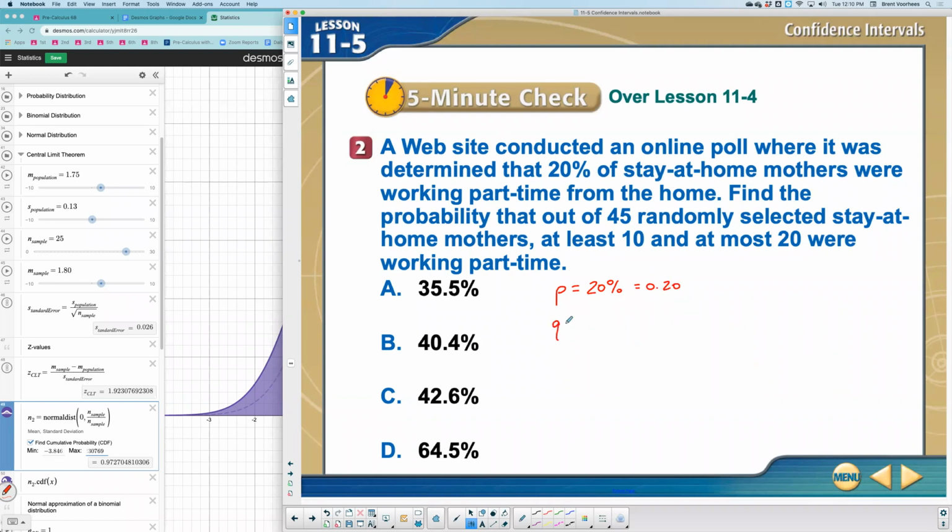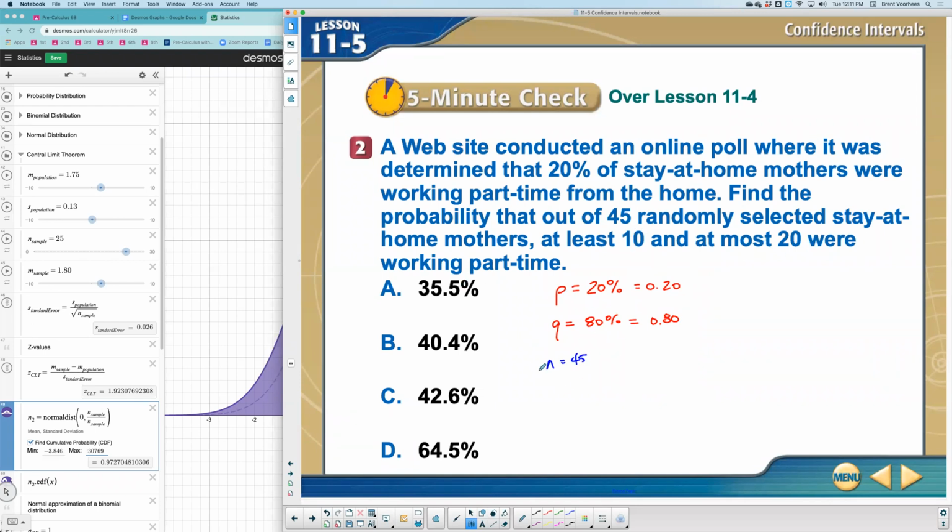And there's also another value. Binomial means there's two options. That means if 20% were working part-time, 80% are not working part-time, which would be 0.8. For the record, my wife, this would apply to her, she would be part of this 20%. Now it says find the probability that out of 45 randomly selected stay-at-home moms, at least 10, that means you could be equal to 10, and at most 20 were working part-time.